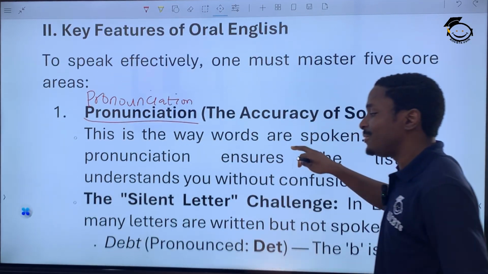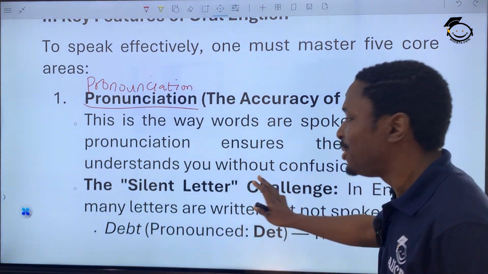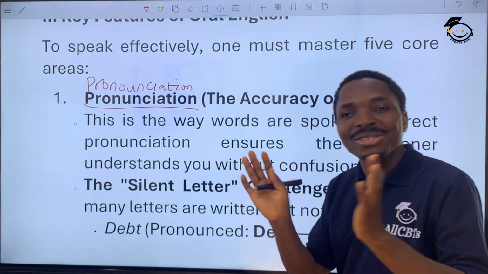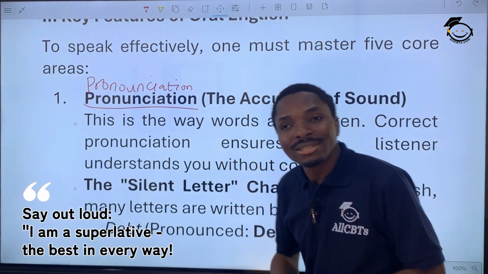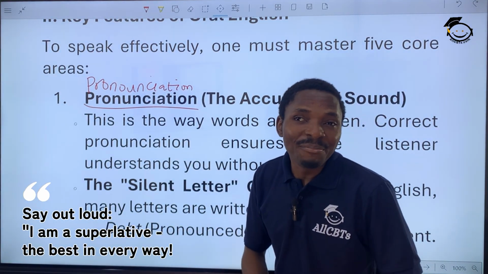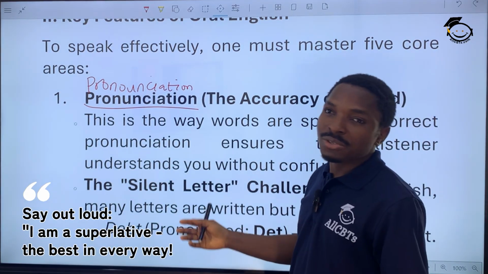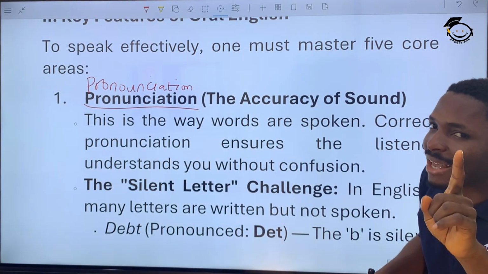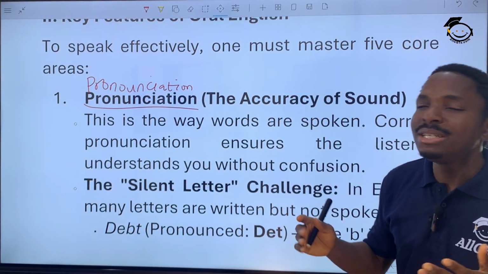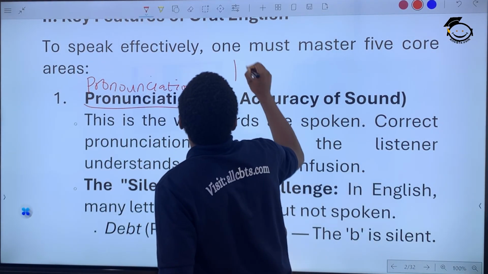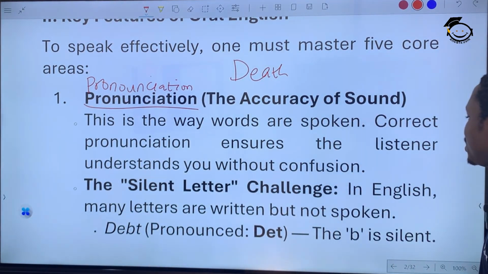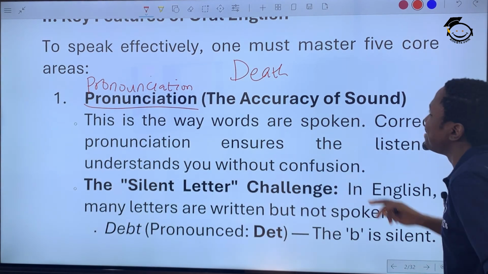Now, we've taken the silent letter earlier, but I'm going to buttress a little more on it. In English, many letters are written but not spoken. You must understand that. For example, you have debt. You don't pronounce the b, but as we often do in Africa, we say it incorrectly. It's called debt, and the b is silent. Are you still there? Good.